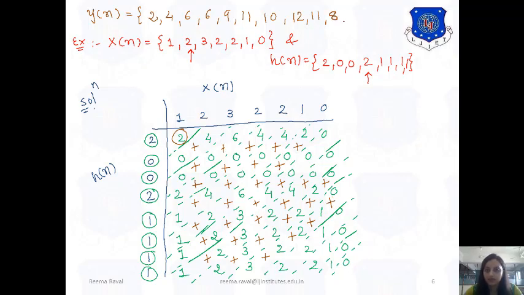Okay, now next 2 plus 2 is 4, 4 plus 1 is 5, 5 plus 0 is 5, so that will give the value 5. Okay, next is 2 plus 1 is 3, 3 plus 0 is 3, so the value is 3. The second last value is 1 plus 0, which gives the answer 1, and the last value is 0. So these are the final output sequence y of n values.